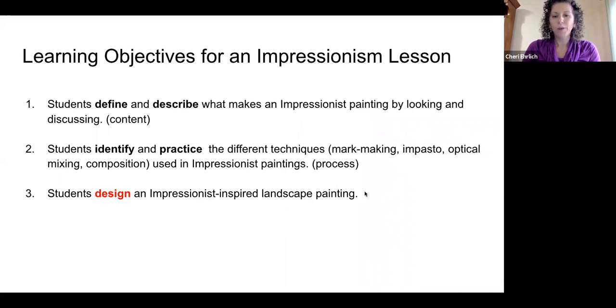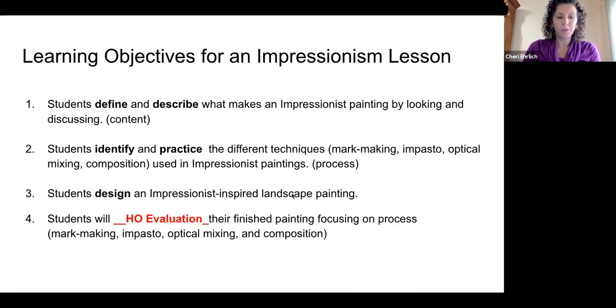So what you may be noticing now, as I've described the three objectives, is that the first objective started with the introductory activity that we did. The second objective moved on to a practice activity. And the third objective is sort of that main project in the lesson.